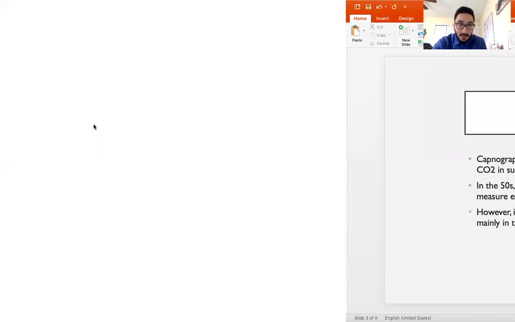Now, the development of it basically started in World War II. It was used to measure CO2 levels in submarines. I found that kind of interesting, actually. In the 50s, it was used experimentally in anesthesia to measure expired CO2, and it wasn't implemented actually until the 80s that it became widely used, mainly in anesthesia use.